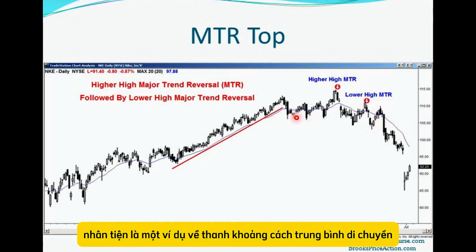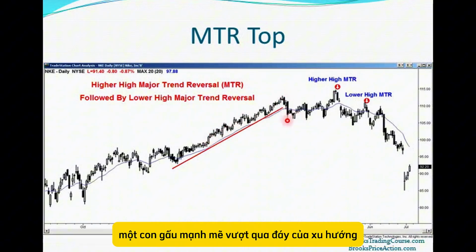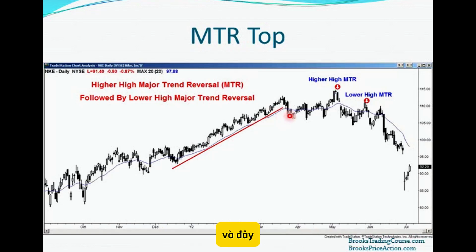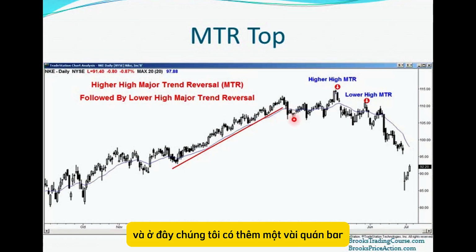Here, by the way, is an example of a moving average gap bar. We have a bull trend, a strong bear breakout through the bottom of the trend and below the moving average. And here we have a bar with a high below the moving average. And here we have a couple more bars with highs below the moving average. And these bars usually lead to the final leg of the bull trend, which it did here.